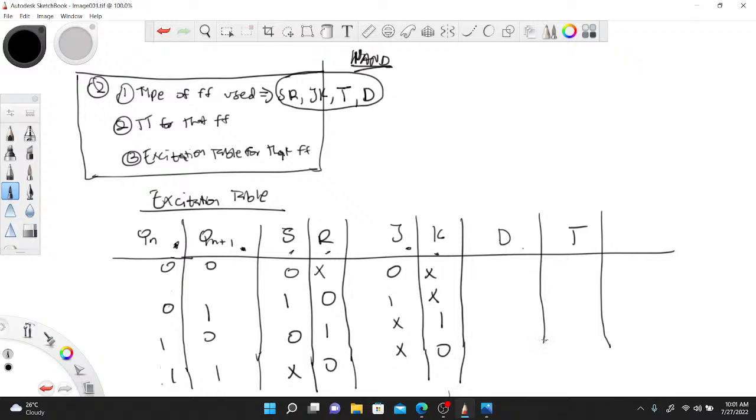Right? Now for the D, as I said, the D follows, so 0 1 0 1, it will go 0 1 1 0. And this is your excitation table for all of them. So if you want to write them down, you can pause the video and write them down right now. Now we are just coming to find the final one.